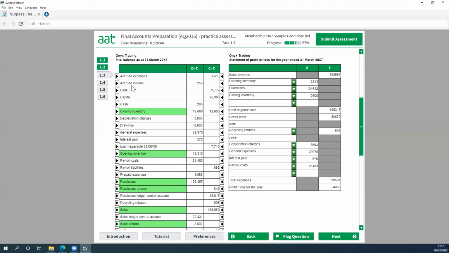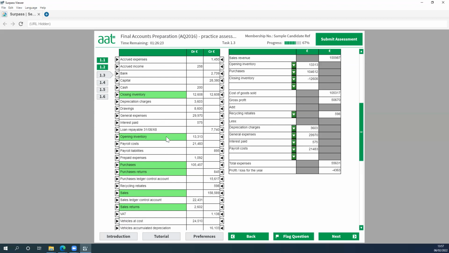Just out of interest, we've got accrued income there, but that would be, as you know, accrued expense would be here. That will go in your statement of financial position as a current liability. Because you've got accrued income, so income that you've accrued, that's more of an asset. So that will go into your assets in your statement of financial position. We've not received it yet, but it's owed to us. Okay, let's have a look.